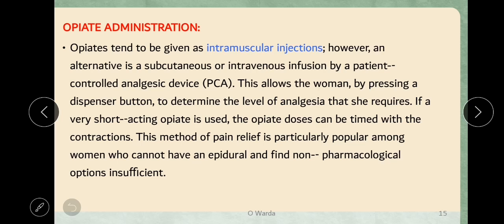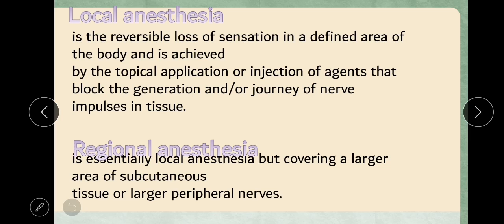Opiate administration. Opiate tends to be given as an intramuscular injection. However, an alternative is a subcutaneous or intravenous infusion with a patient-controlled analgesic device. This allows the woman, by pressing a dispenser button, to determine the level of analgesia that she requires. If a very short-acting opiate is used, the opiate doses can be timed with the contraction. This method of pain relief is particularly popular among women who cannot have an epidural and find a non-pharmacological option inefficient.